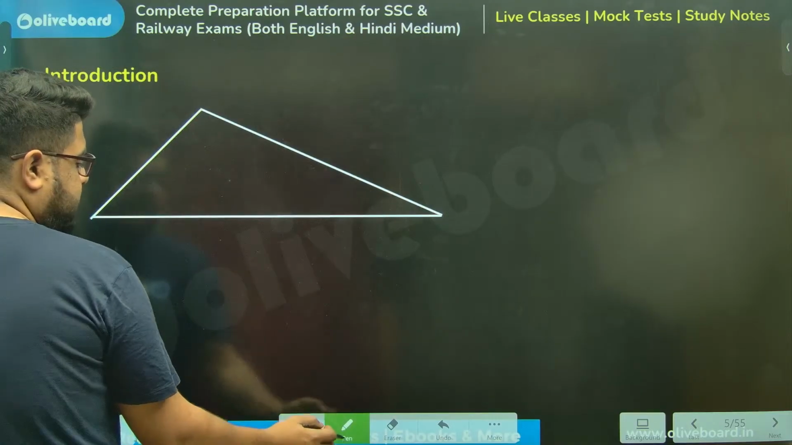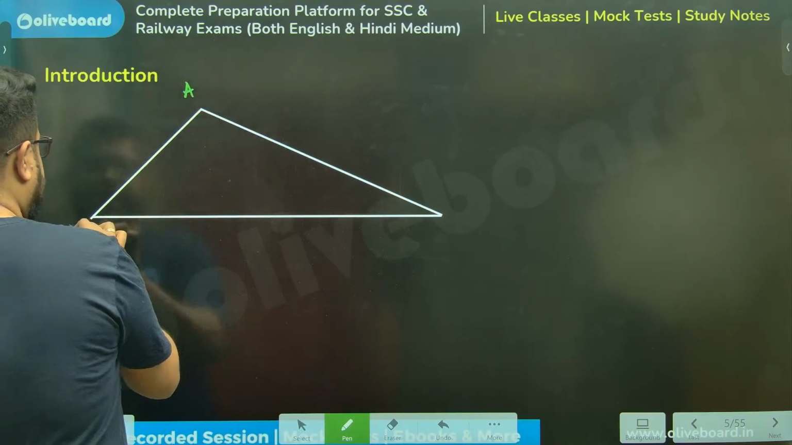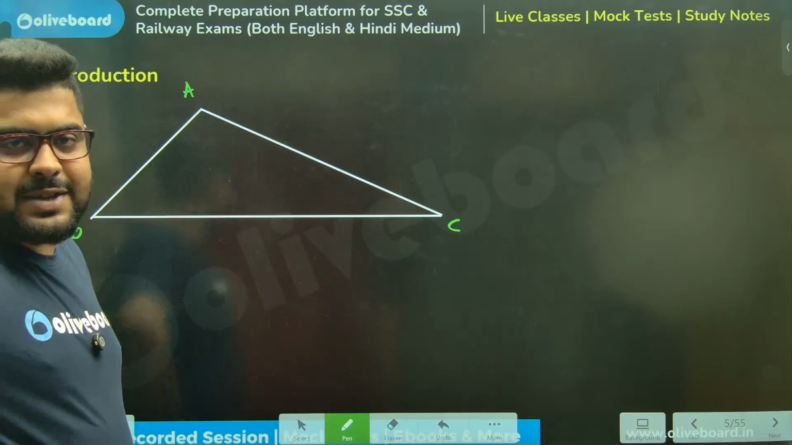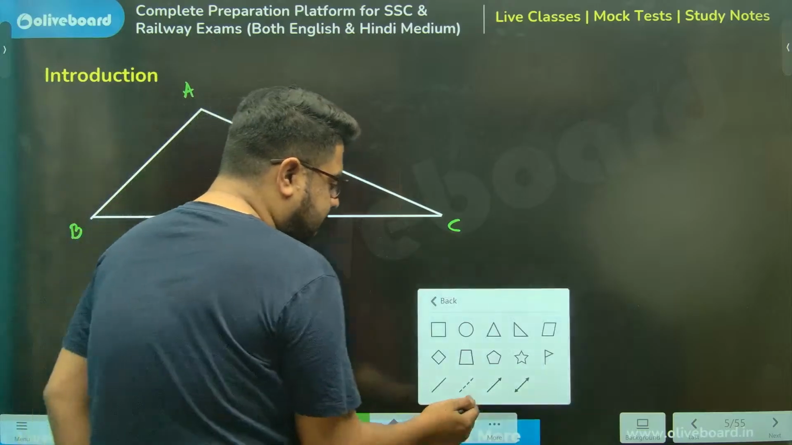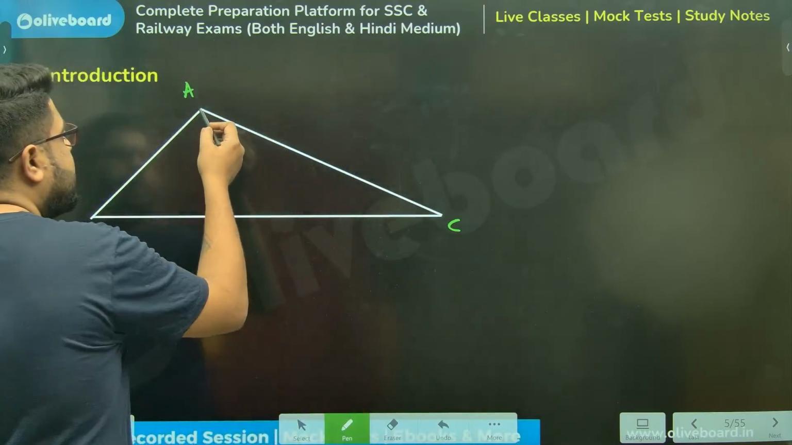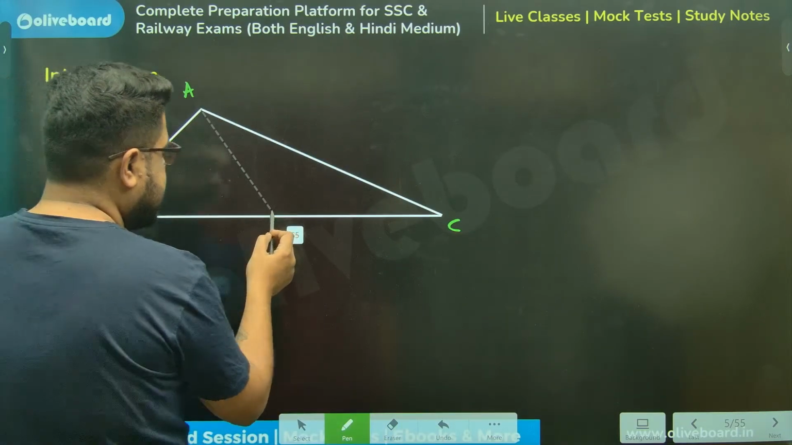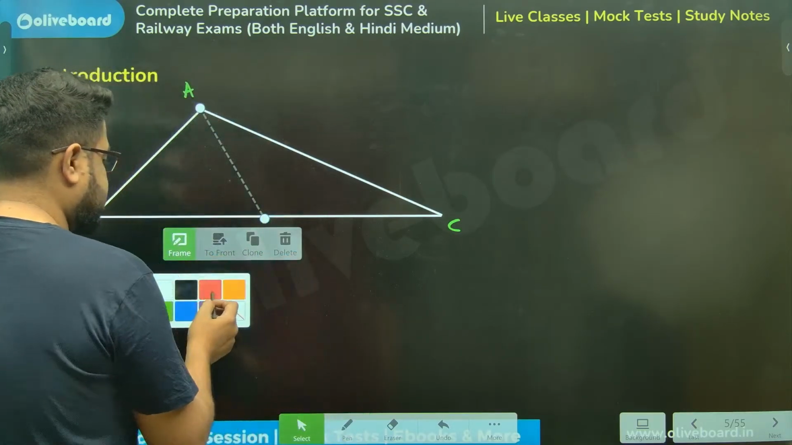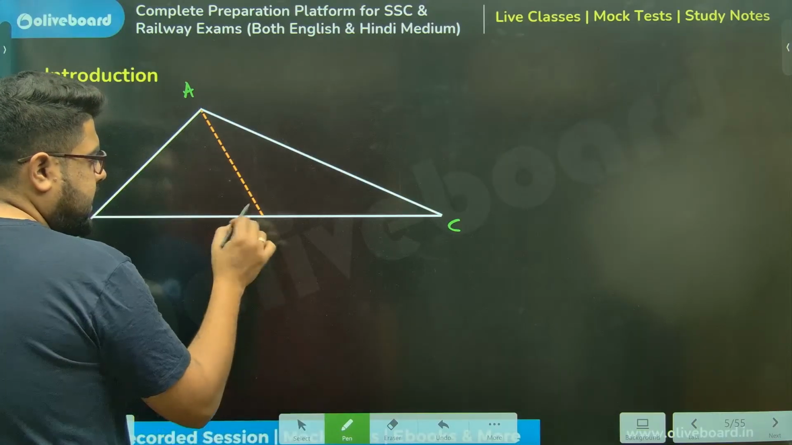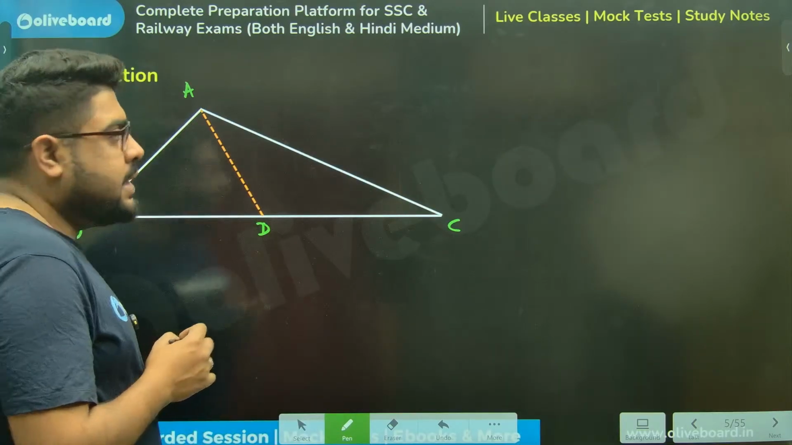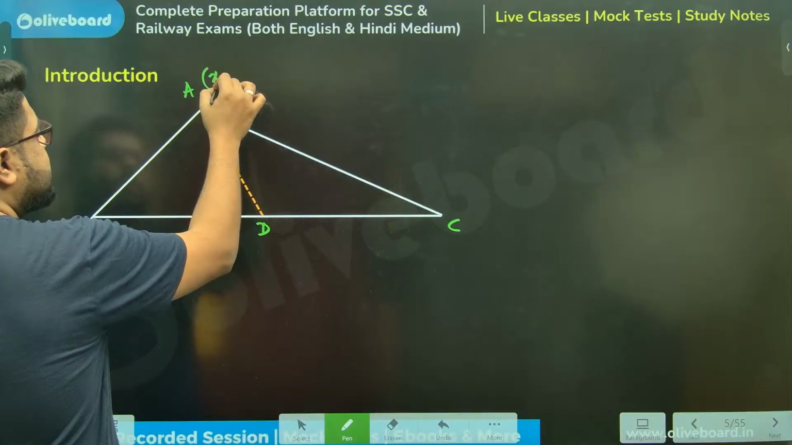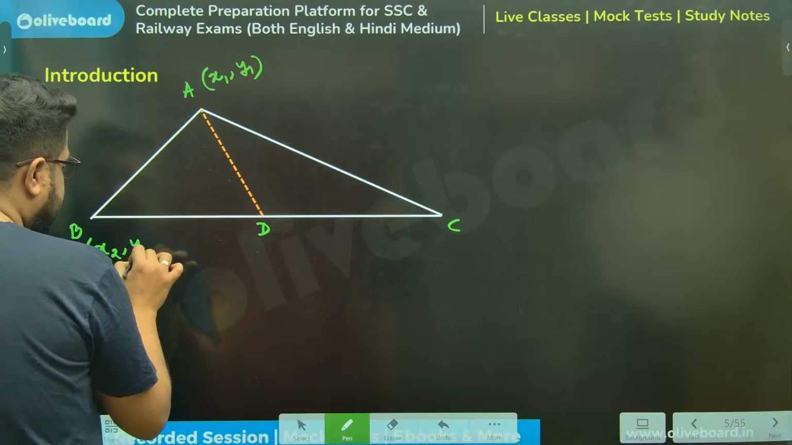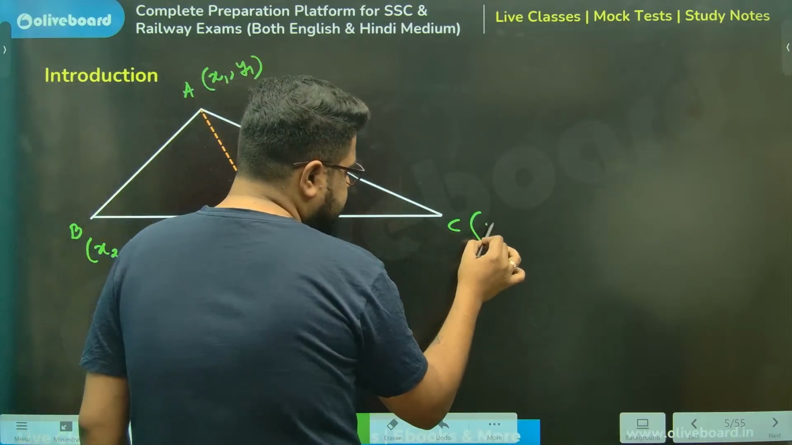Sir, if you do something like this, let's say A, B, and C. Now, everyone, please understand. I have drawn a median on this, and I'm naming it D. The coordinates of the vertices of this triangle are given as x1, y1, x2, y2, x3, y3.